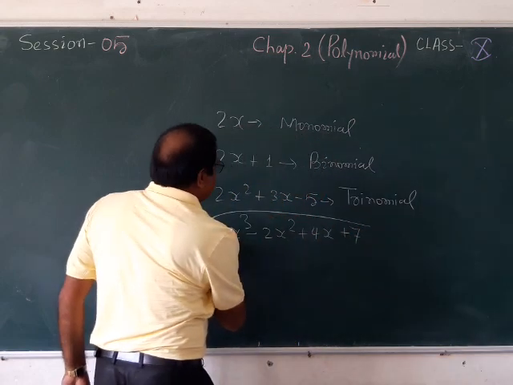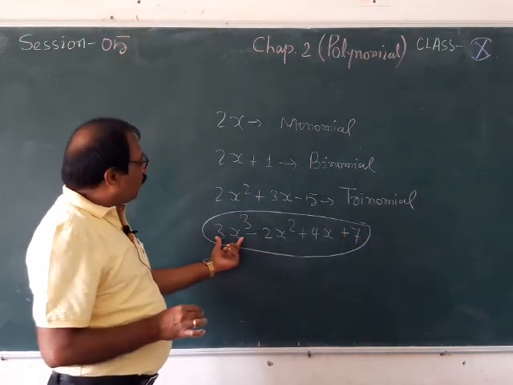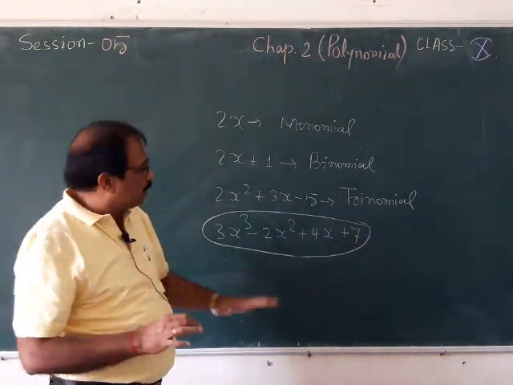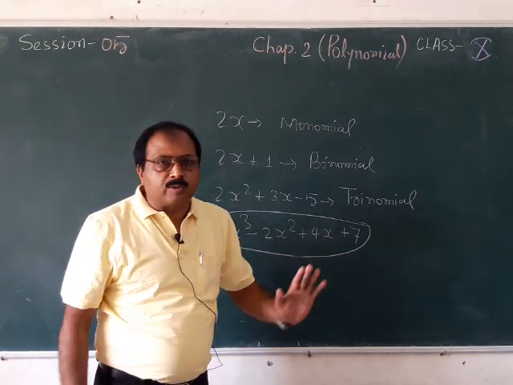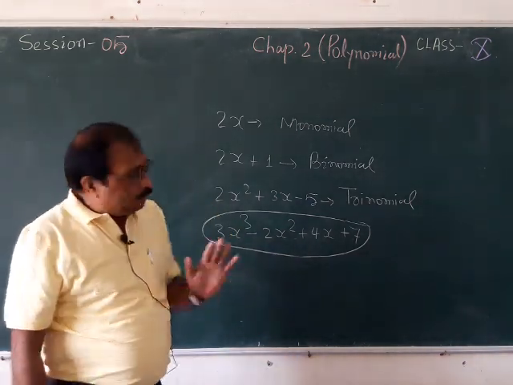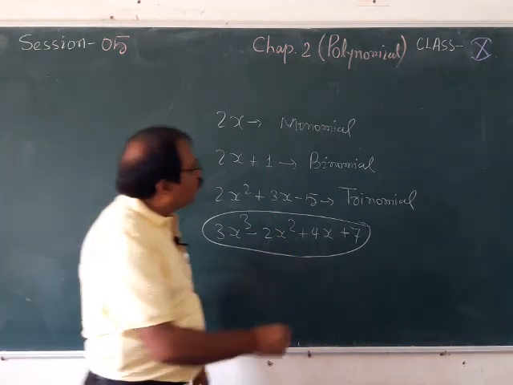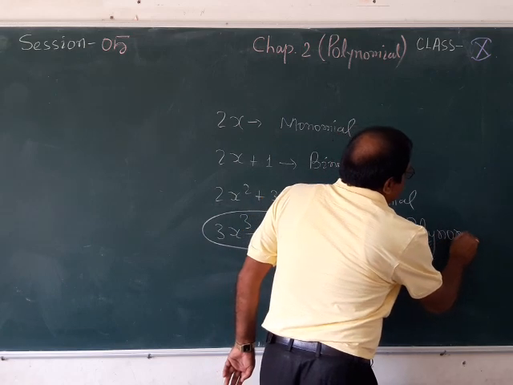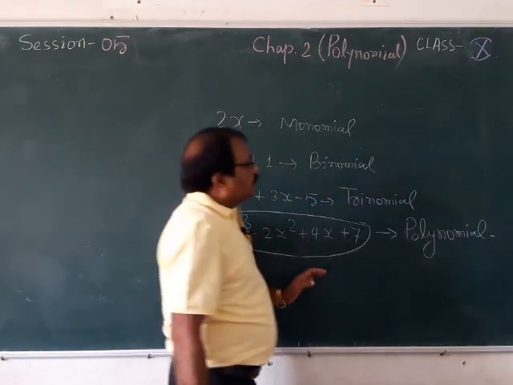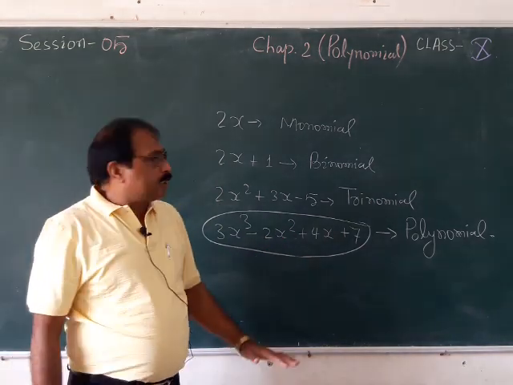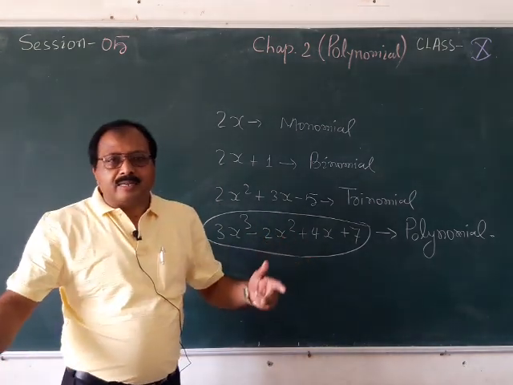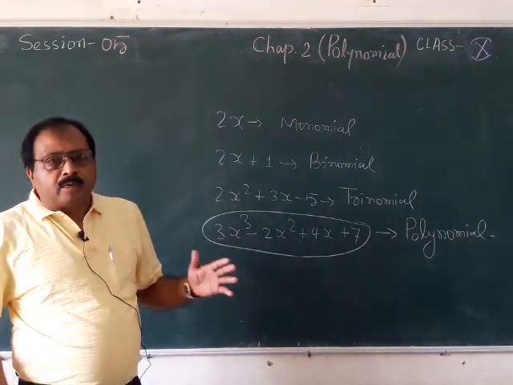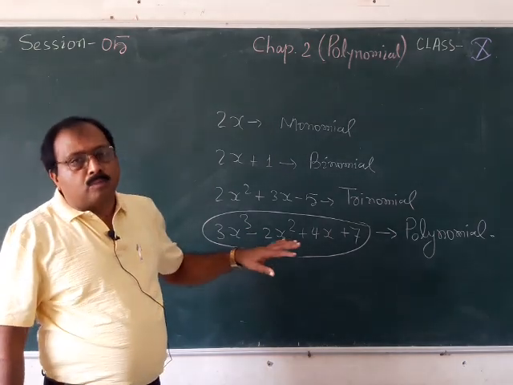And more than 3 terms, here the number of terms you can say 1, 2, 3 and 4. If you are having 4 terms, you can say that it is a quadrinomial, but you can also call it a polynomial. So it is your polynomial. You are aware that if the number of terms is more than 3, then we call it a polynomial. So in a polynomial, the number of terms may be 4 or more.